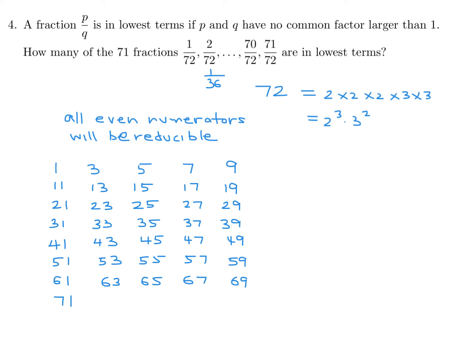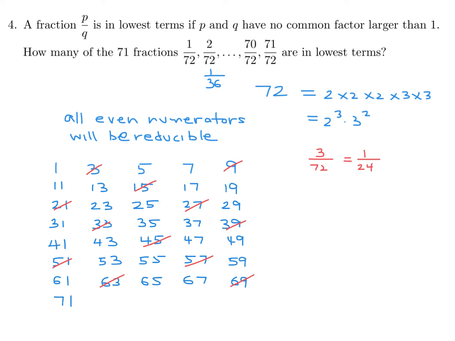Now, let's concentrate on the factors of 3. Any multiple of 3 will also be reducible. For example, 3 itself over 72 will be reducible. It'll be 1 over 24. Similarly for any multiple of 3, so get rid of the multiples of 3: 3, 9, 15, 21, 27, 33, 39, 45, 51, 57, 63, and 69. And I think that's it.